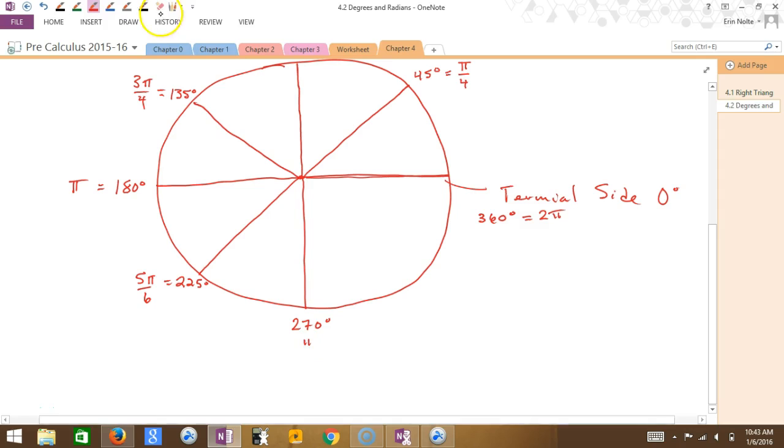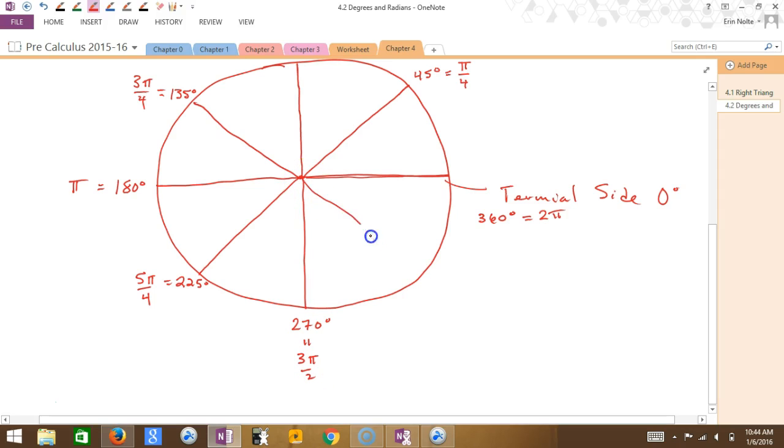Oh, I wrote a 6. Oh my gosh, you guys. Terrible. Sorry. I don't even know where that came from. So now we're at 6/4, and 6/4 reduces to 3/2, so 3/2 of pi.